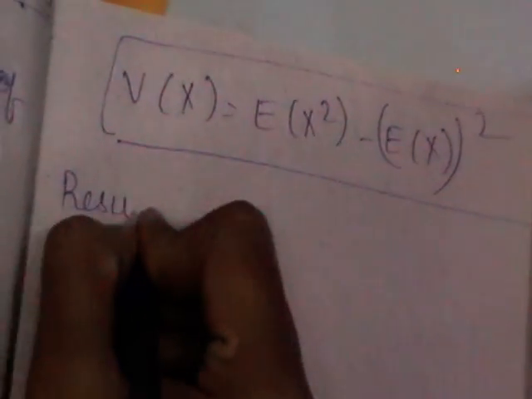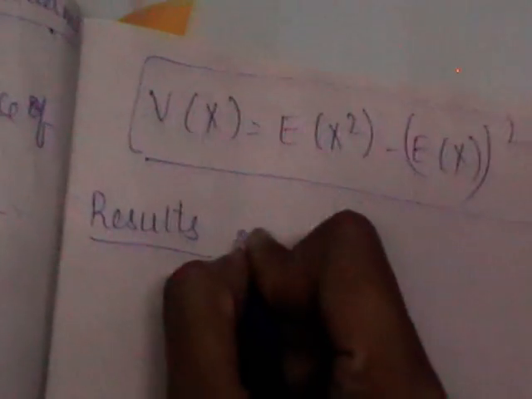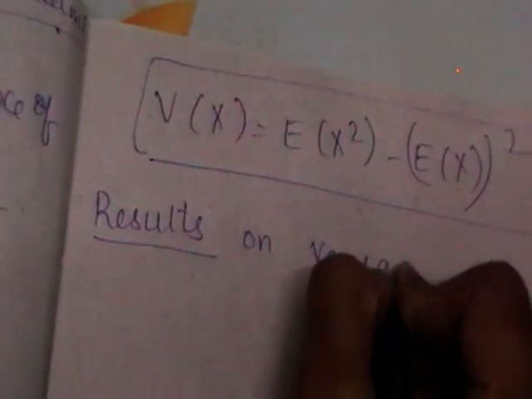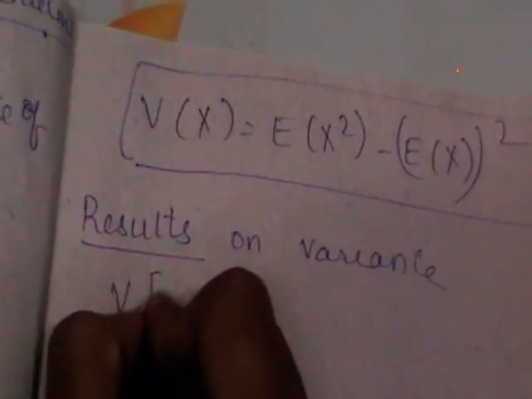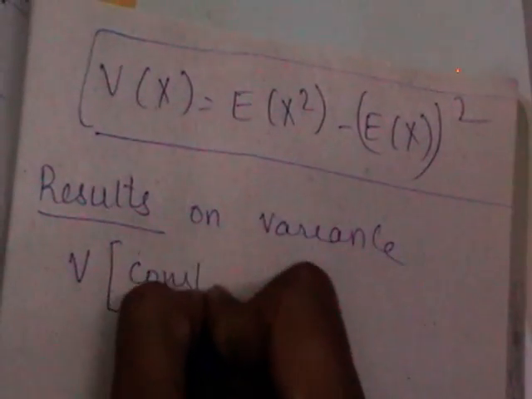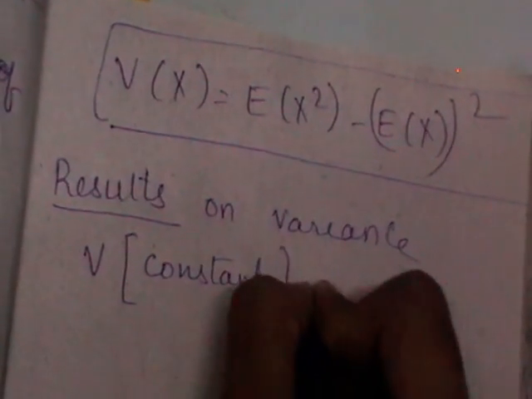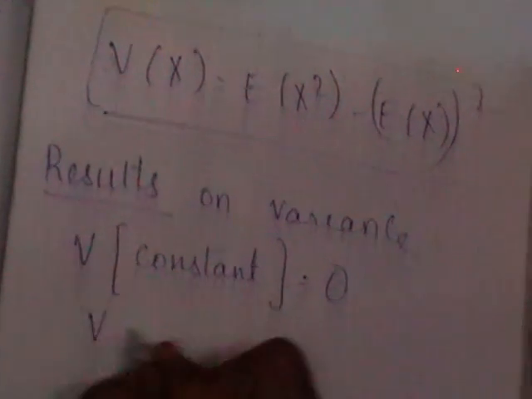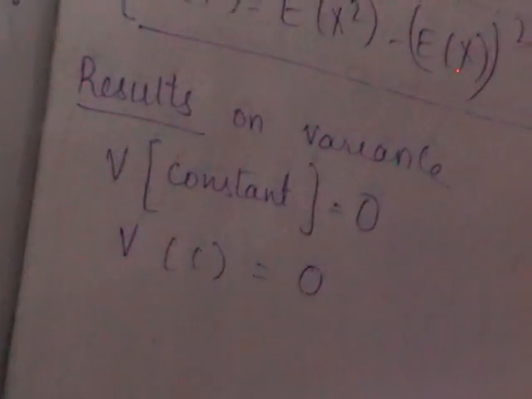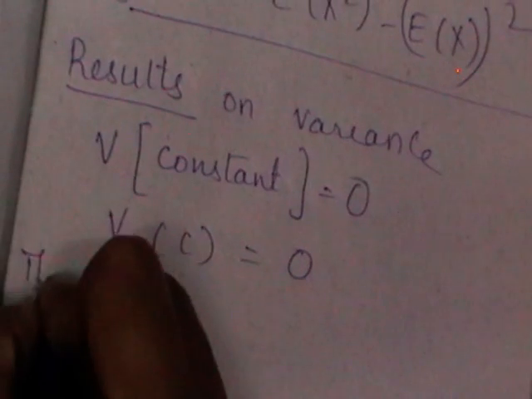Now we are going to do some results on variance, like we did for expectation. What are those? Variance of a constant is 0, whereas the expectation of a constant is the constant. That is, V of c is 0. So let us prove this.